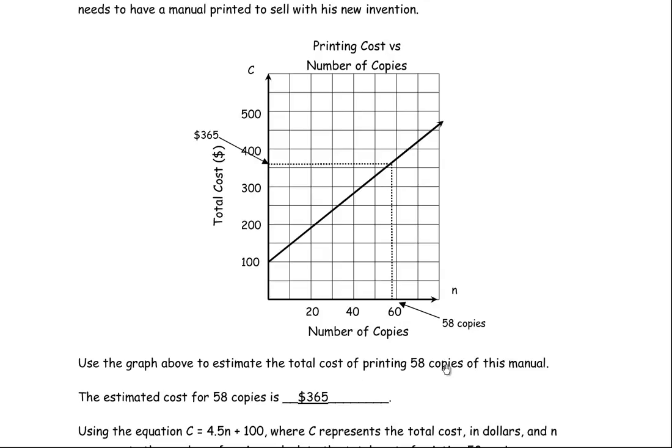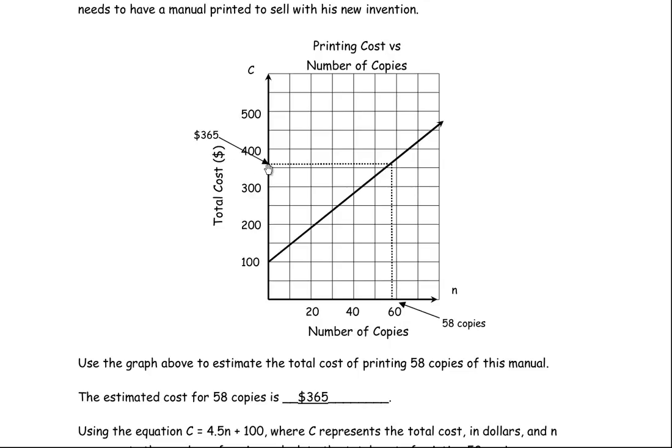copies of this manual. So if you look at the scale here, each box here is 10, so 10, 20, 30, 40, that would be 50, this is 60. So 58 would be about right here. So if we go up to the graph, and then across, then that's the cost. So this is 300, that would be 350, that would be 400. So this is around 360, 65, something like that.